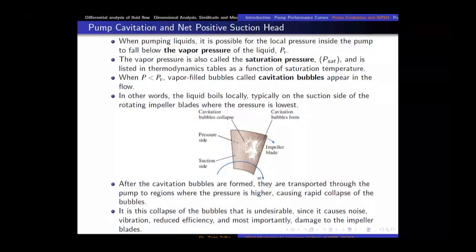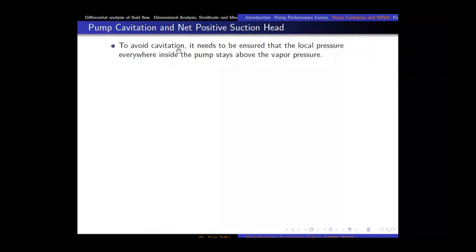So we need to make sure that the pump operates well above this condition of cavitation. How do we make sure of that? By the net positive suction head, NPSH. To avoid cavitation, it needs to be ensured that the local pressure everywhere inside the pump stays above the vapor pressure of water at that given temperature. Like at 25 degrees centigrade, what is the vapor pressure? We can see from the steam table.